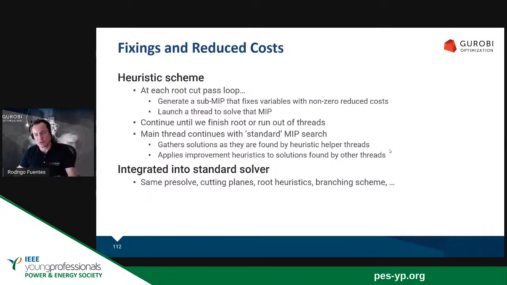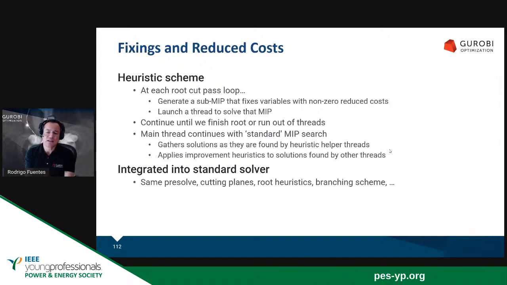The main thread in the problem will continue working on the standard MIP and branch and bound. The main thread will collect information on that main thread and whatever we find on the helper threads. And any improvement in solutions that we find, we will use, even if they're found by other threads.